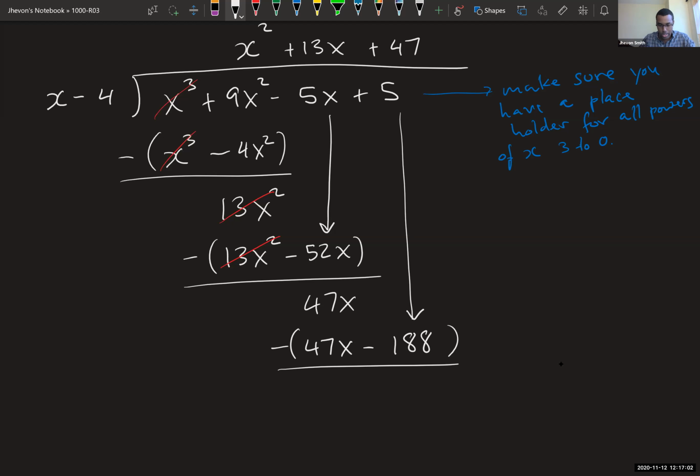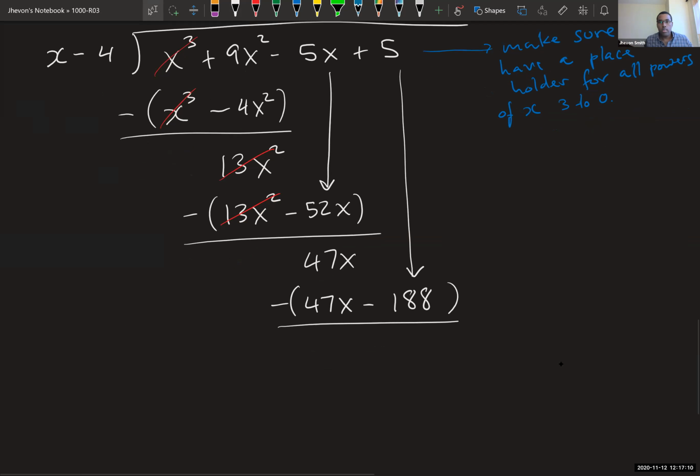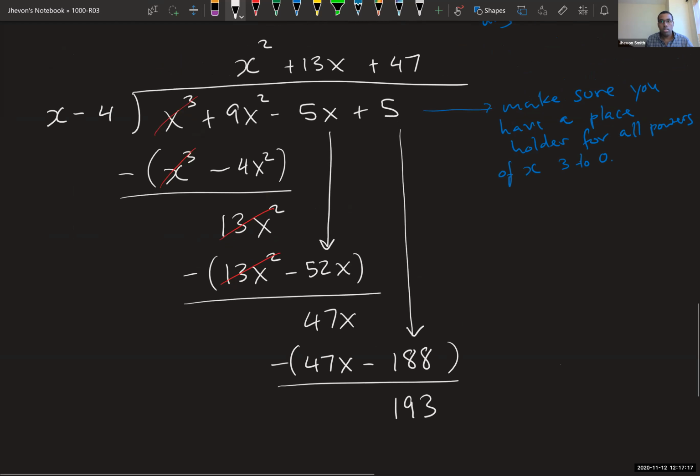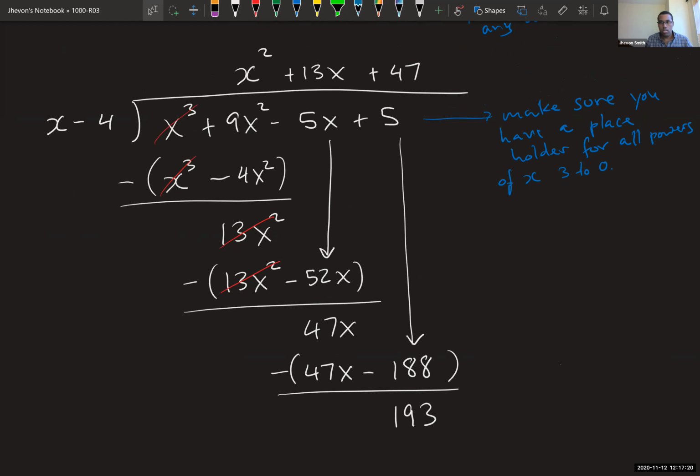So 188, I agree. So now you have plus 5 plus 188, right? So that would give you 193. Agreed? So now because we know the concept from earlier, I know that this guy on top here is my Q. This guy here is my R of X.